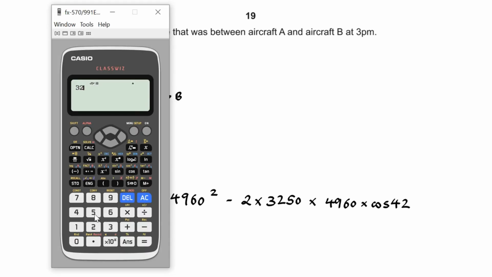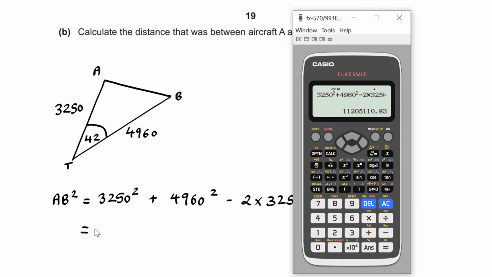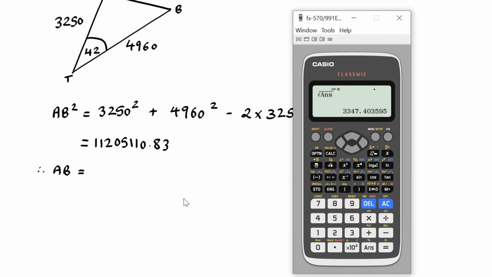So if we work this out, we've got 3250 squared plus 4960 squared minus 2 times by 3250 times by 4960 times by the cosine of 42. So therefore here we get a value of 11205110.83, and therefore for AB we've got the square root of this, which is 3347.403, etc. And therefore the distance between A and B will be, well, if we round this to 3 significant figures, we have 3347.